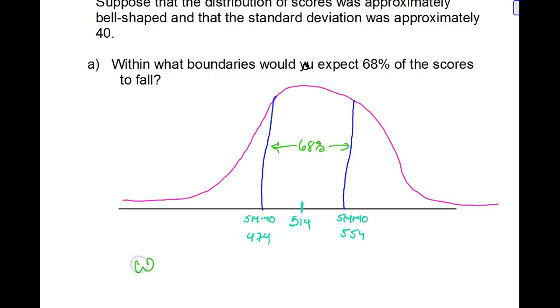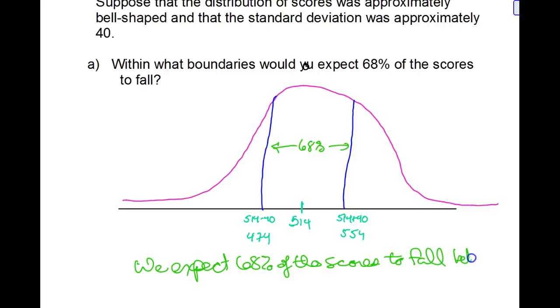So we expect 68% of the scores to fall between 474 and 554.